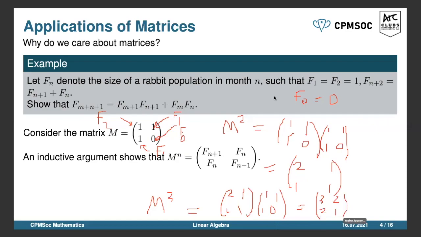So an interesting thing is if you keep on continuing finding the powers of M, you actually get all the Fibonacci numbers in your 2x2 matrix. That is quite an interesting observation. And it turns out that you can prove by induction that M to the power of n gives you these 4 Fibonacci numbers in terms of n.